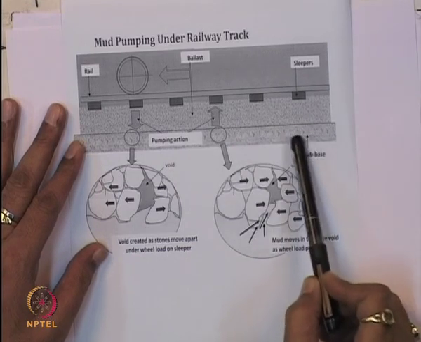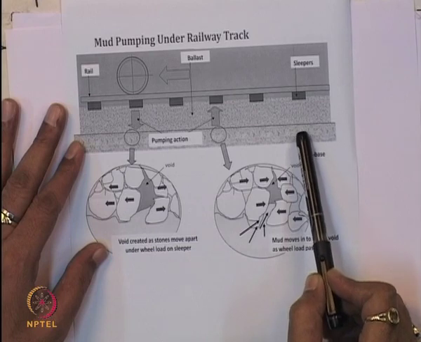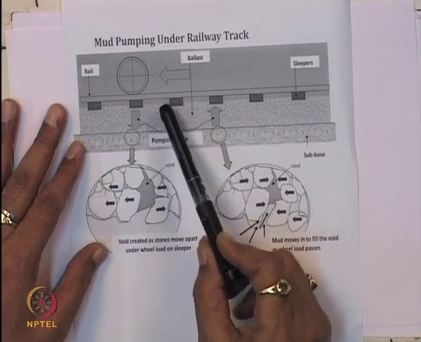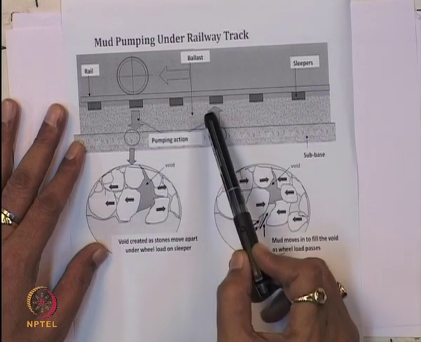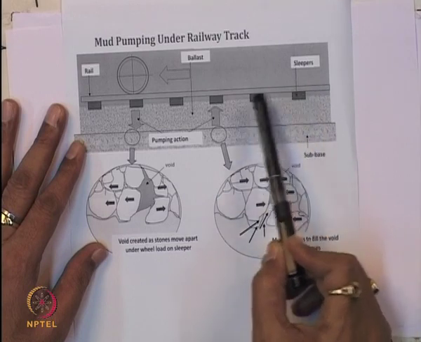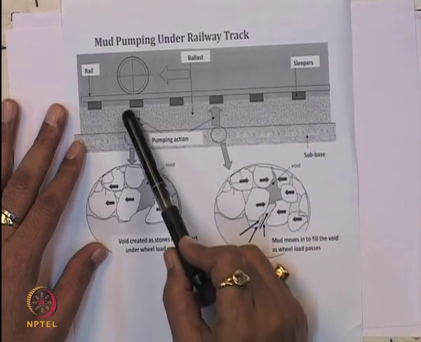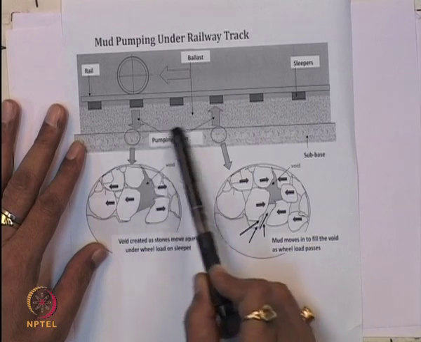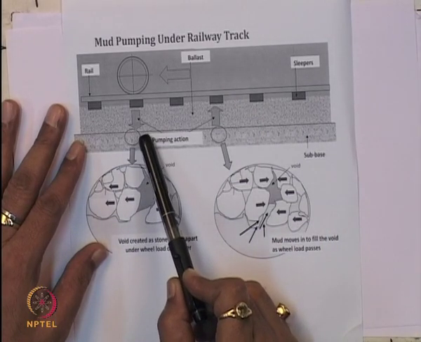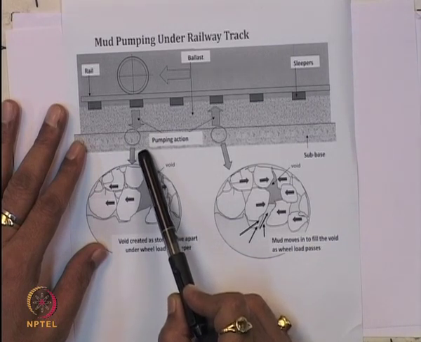This is the sub base. So, at the time the rail wheel is over the sleeper, this is the sleeper, the load acts downward on the sub base. This is the sub base. Load acts downward on the sub base.